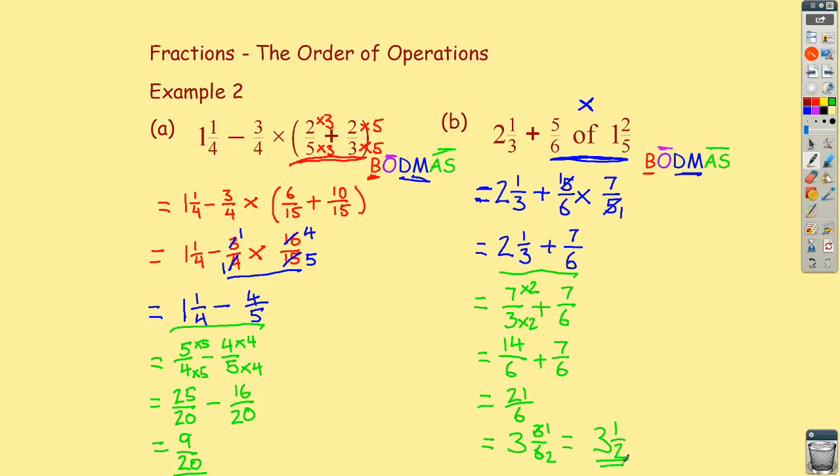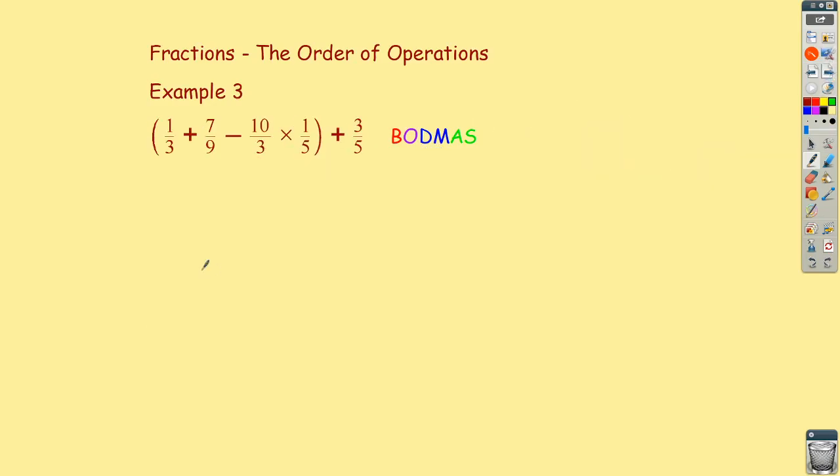Okay, so that's a couple of examples where our steps are starting to build up a little bit. What we're going to do is look at one more example before we finish up that just has quite a few more steps, because you'll see these in the practice material and it's good to go through them. Okay, we have this example 3 here, which is 1/3 plus 7/9 take away 10 over 3 multiplied by 1/5, all in a big bracket, and then we're adding on 3/5 to the end of that. Okay, now the first thing we're going to have to do is look at the bracket, okay?